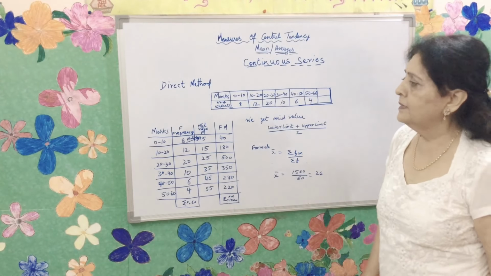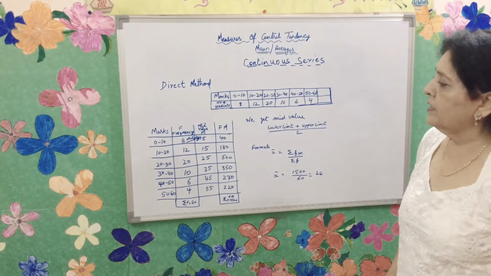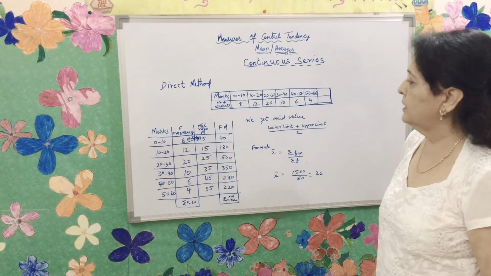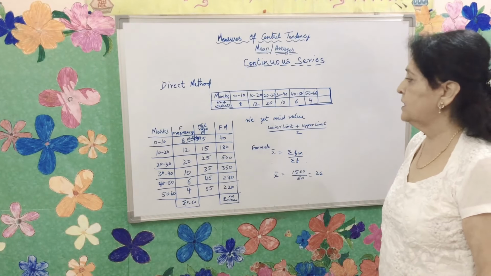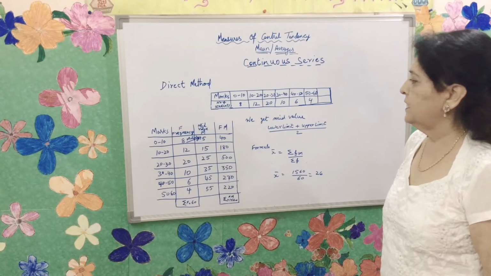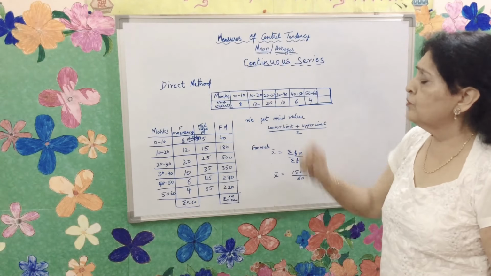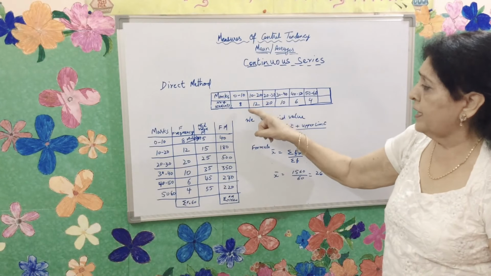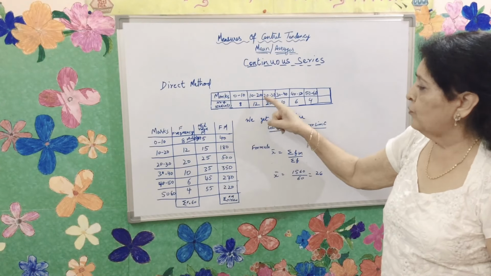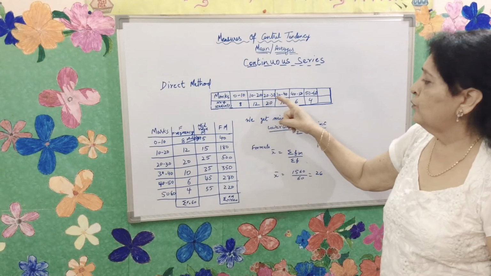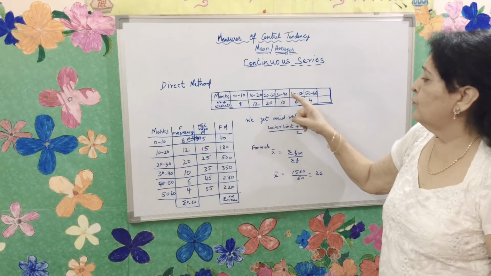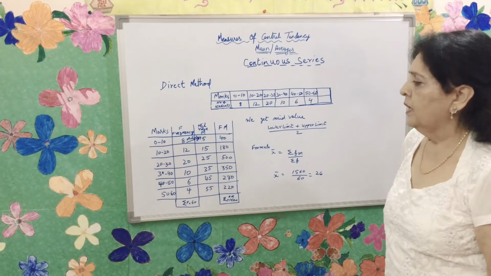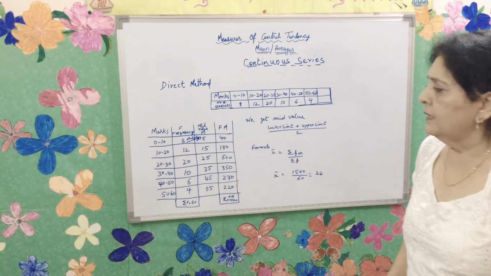The example is the marks of class students: 0 to 10, 10 to 20, 20 to 30, 30 to 40, 40 to 50, 50 to 60. The number of students for 0 to 10 is 8, 10 to 20 is 12, 20 to 30 is 20, 30 to 40 is 10, 40 to 50 is 6, 50 to 60 is 4. Now we make the table in this way.